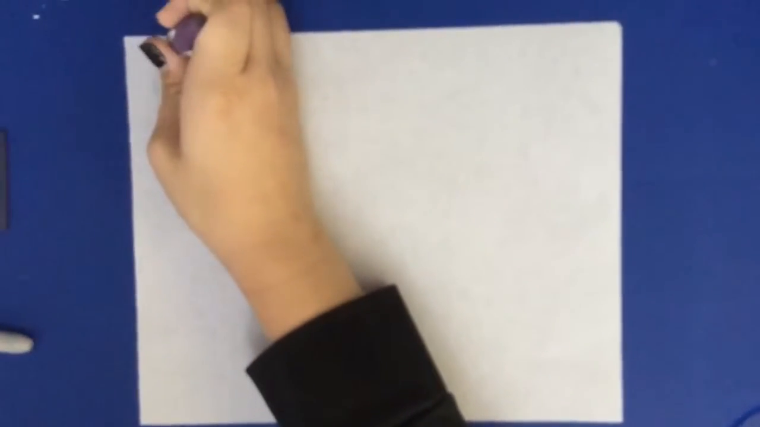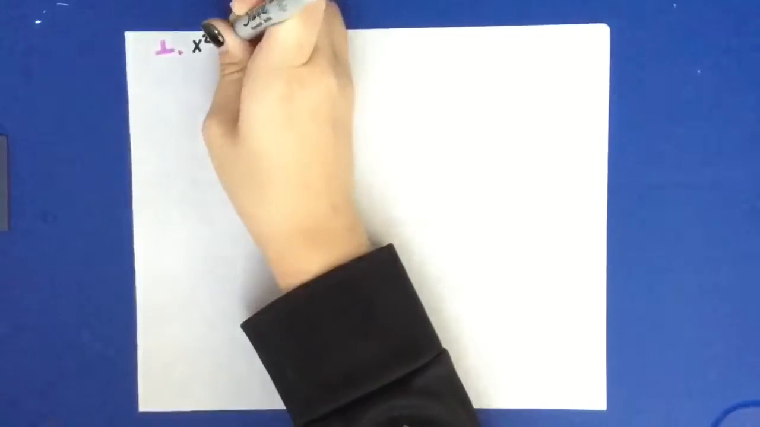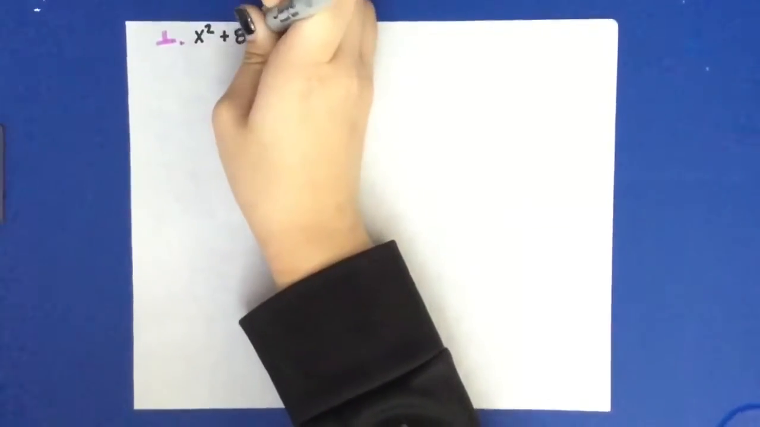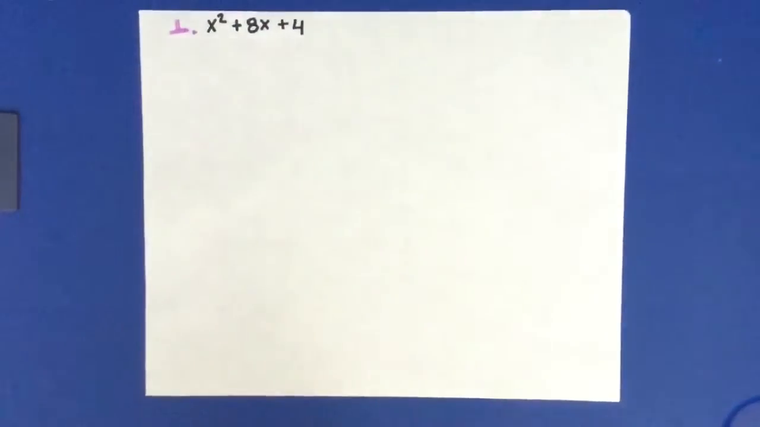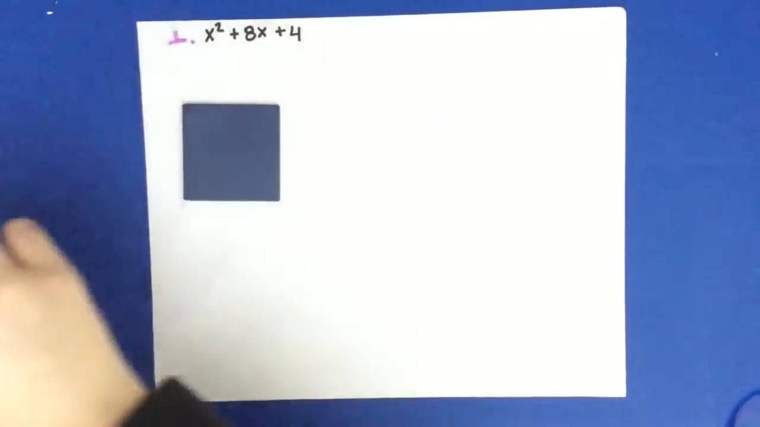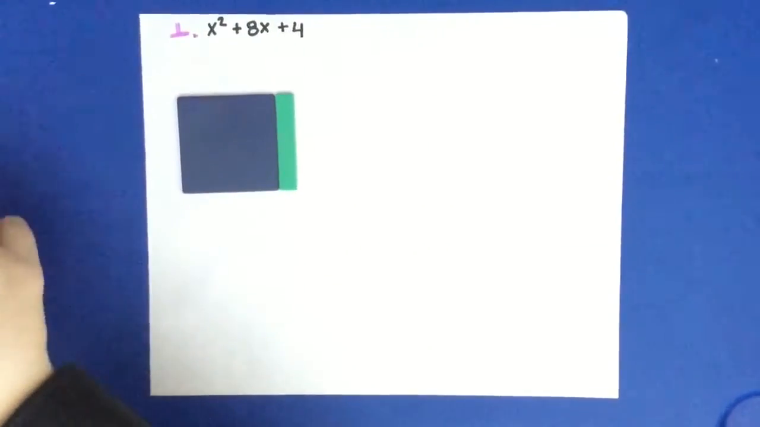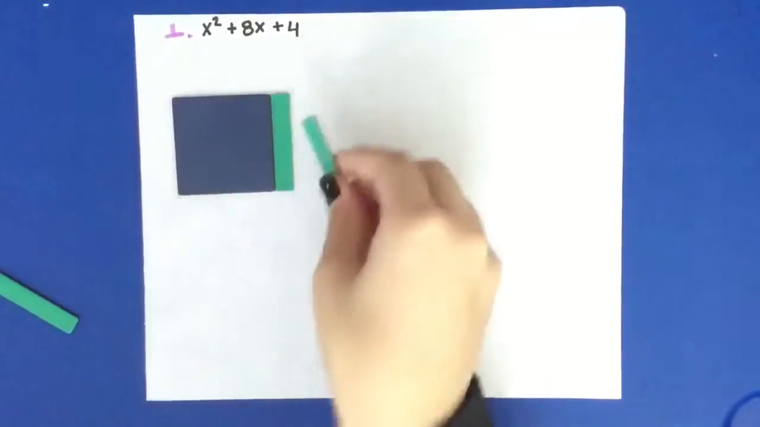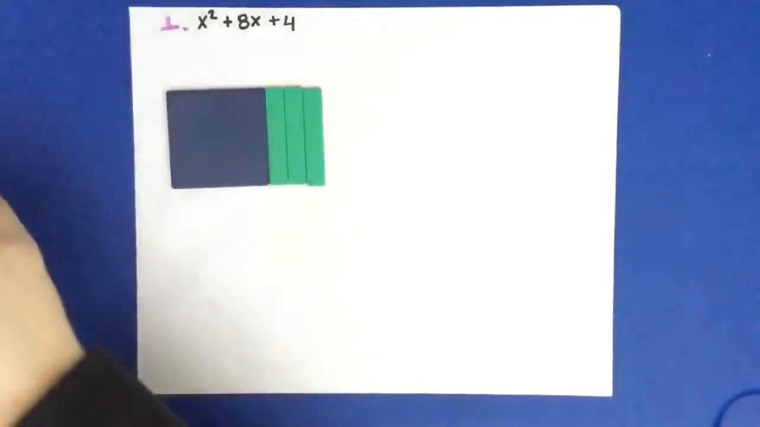This is our first case. On the first case, we would look at the equation x squared plus 8x plus 4. First of all, we place our x squared tile, that is x on one side and x on the other. And then we place our x tiles that are x on the longer side and 1 on the smaller.